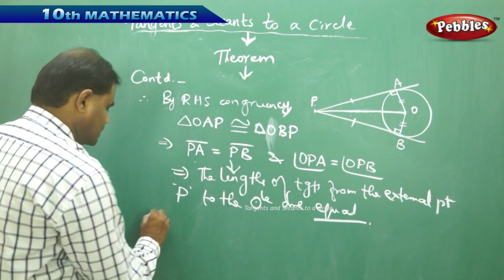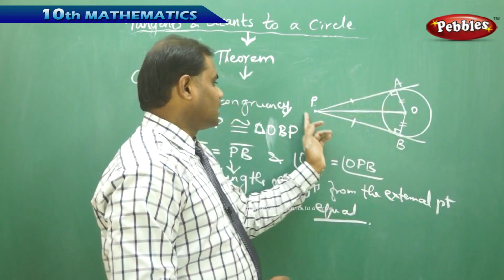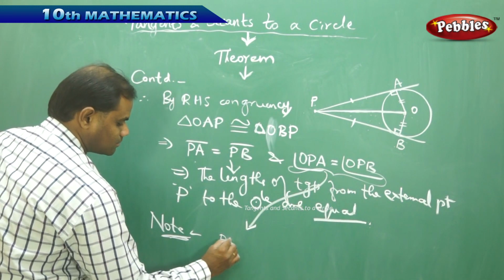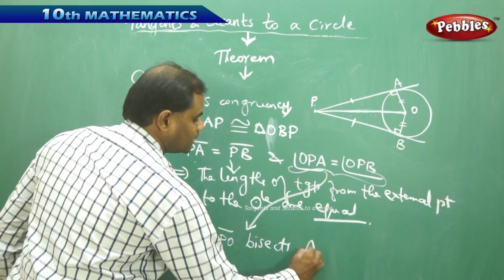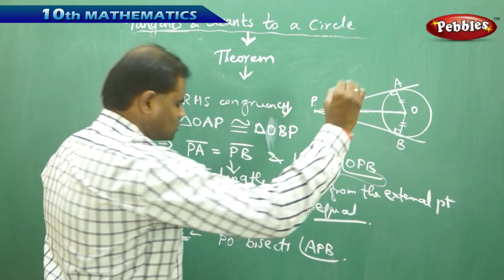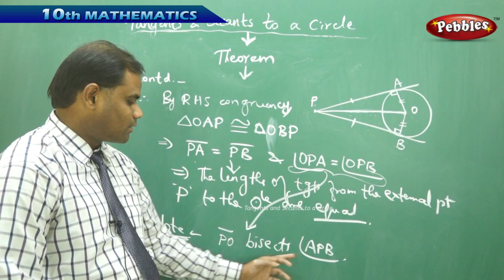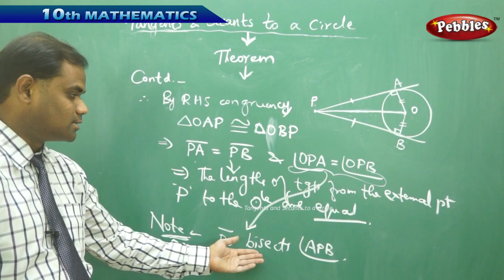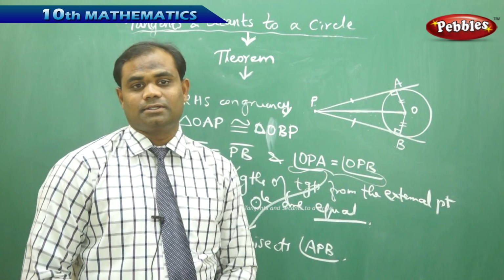Also to note, there's a property we identify that PO bisects angle APB. Because of this property, we also get from the congruency that the line segment PO bisects angle APB. So PO is the angular bisector of angle APB, which is also identified from the congruency, from the geometrical part of understanding each of the properties of congruency. Hence proved.